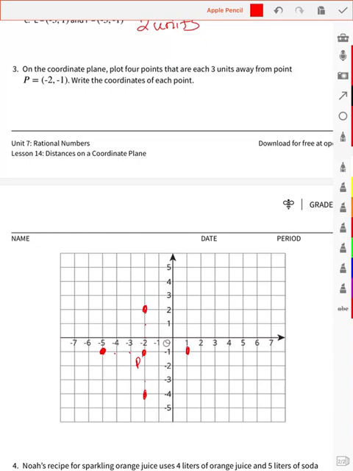So this one is (-5, -1). This gives me A. And then B could be (1, -1). And then C was (-2, 2). And D would be (-2, -4).